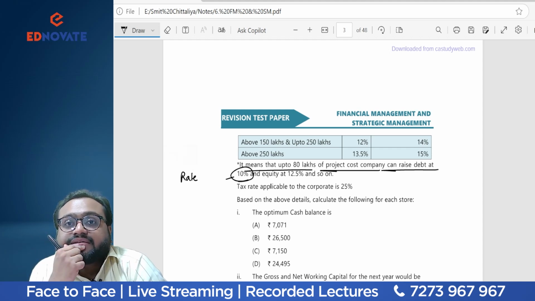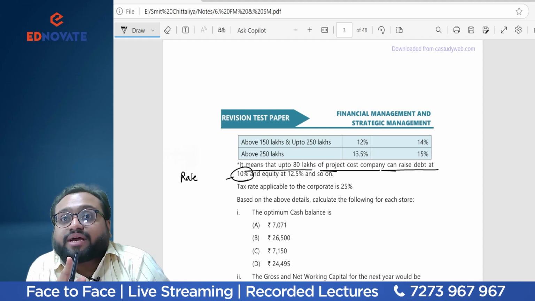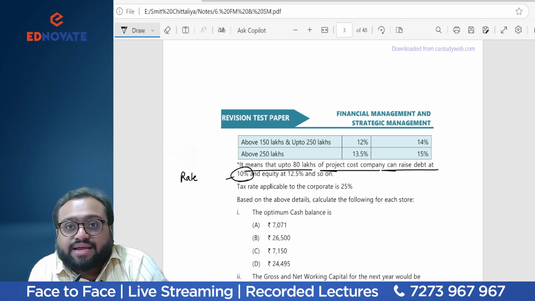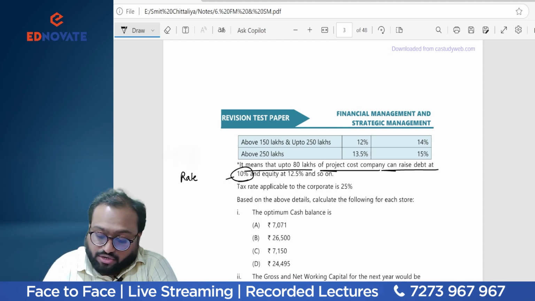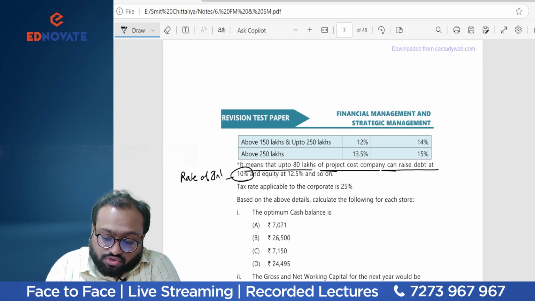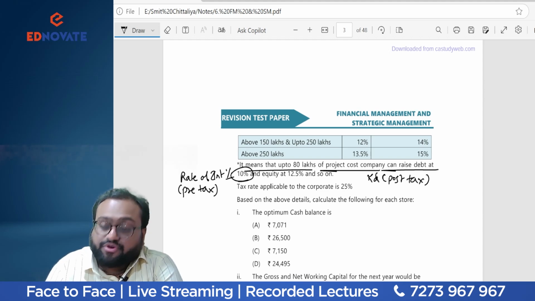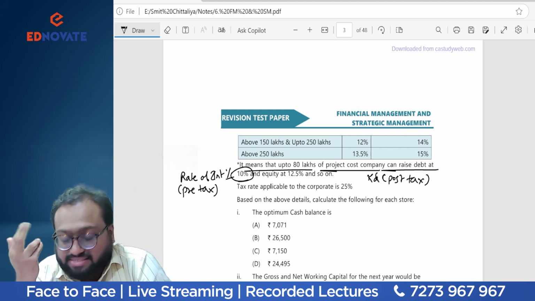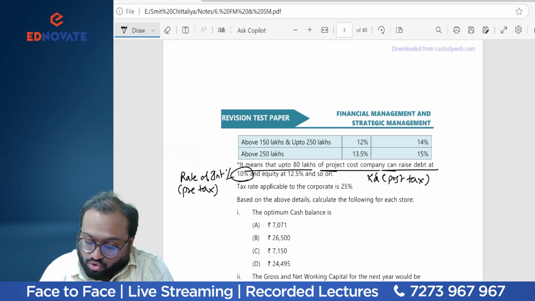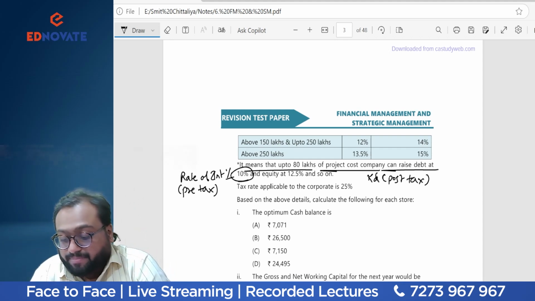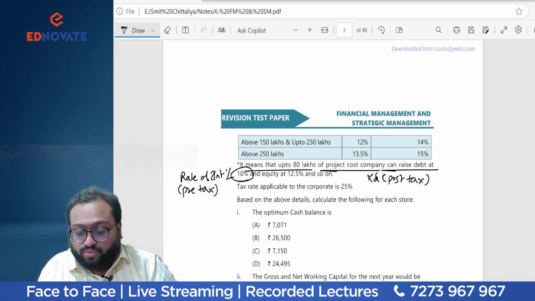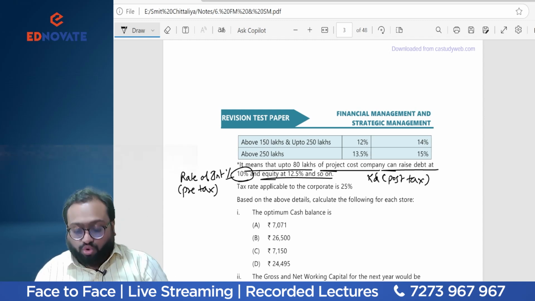rate of interest. But KD is always after tax, don't forget students. So there might be a tax rate and we'll find out KD. This is the rate of interest. Rate of interest is always pre-tax, before tax, and KD will always be post-tax. And for WACC we always require KD after tax. Am I right? So it means that up to 80 lakhs of the project, the company can raise debt at 10% and equity at the rate of 12.5% and so on.